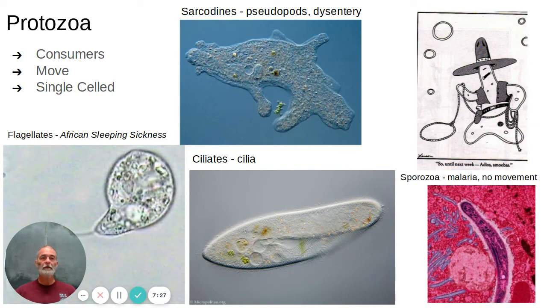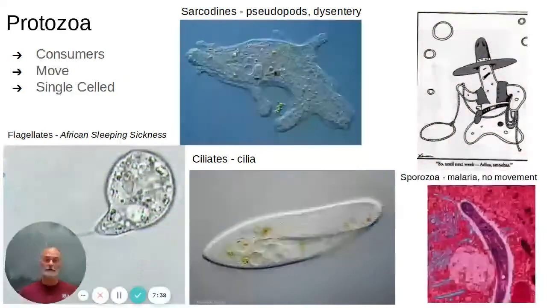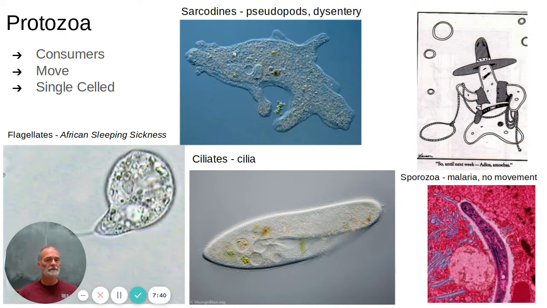The second group are something called flagellates. If you've ever heard the word flagella before, flagellates move with flagella, and they cause something that's called the African sleeping sickness. They can also live inside termites and help them digest wood. They do some other helpful things and some harmful things.